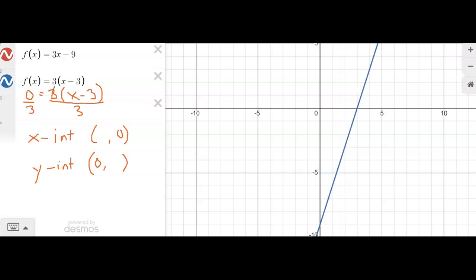And then 3 over 3 is 1. So these are gone. And that leaves us with 0 divided by 3 is 0, equals x minus 3. And now you can see that we're back to where we were before, where we add 3 to both sides to find out that x equals 3. So you can take the shortcut or the long cut, but either way you'll find out that the x-intercept is 3.